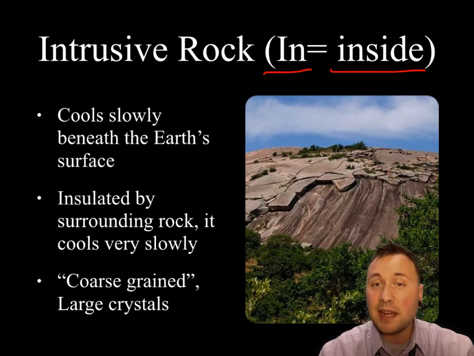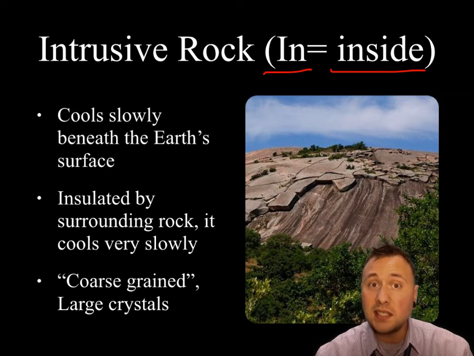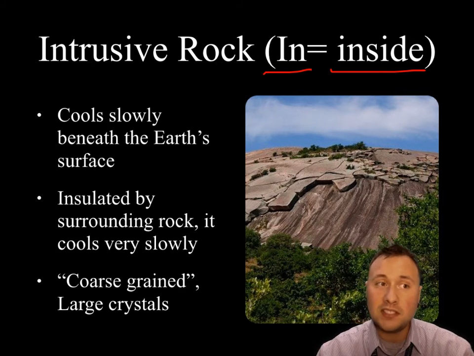Because it's insulated by the surrounding rock of the crust, it's going to cool a lot slower, like when you're under a lot of blankets, or if you put hot water inside of a nice, good thermos, it's going to keep that water hot for a longer period. If it's just spilled out on the countertop, it's going to cool instantly, very fast.